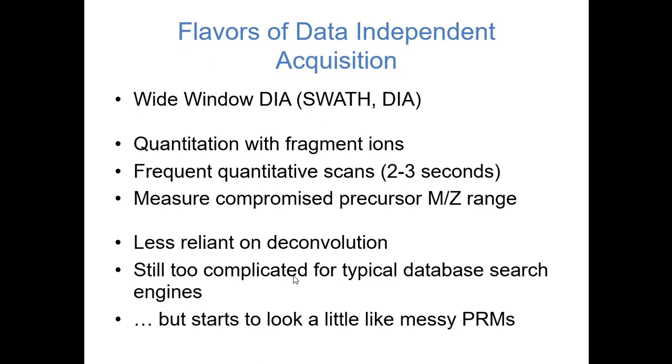So here, again, you would get quantitation using fragment ions. You get frequent enough scans to be able to do this quantitation. That said, you would end up measuring usually a kind of compromised precursor range. So instead of measuring from 400 to 1600 like you would with MSE or with a normal DDA experiment, typically we would measure from 500 to 900 m/z, or from 400 to 1000, or 400 to 1200, but it's usually a pretty narrow scope. So a big advantage of this is that it's a lot less reliant on deconvolution.